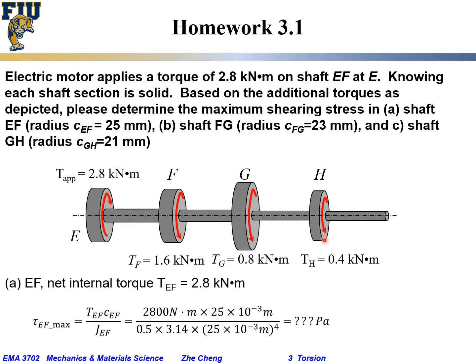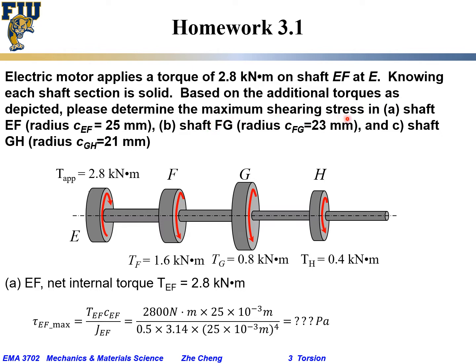So the net is balanced. 2.8 going one way, and 1.6 plus 0.8 is 2.4, plus another 0.4 is 2.8 going the other way. So based on statics, it's balanced. Based on the additional torques as depicted, please determine the maximum shearing stress.